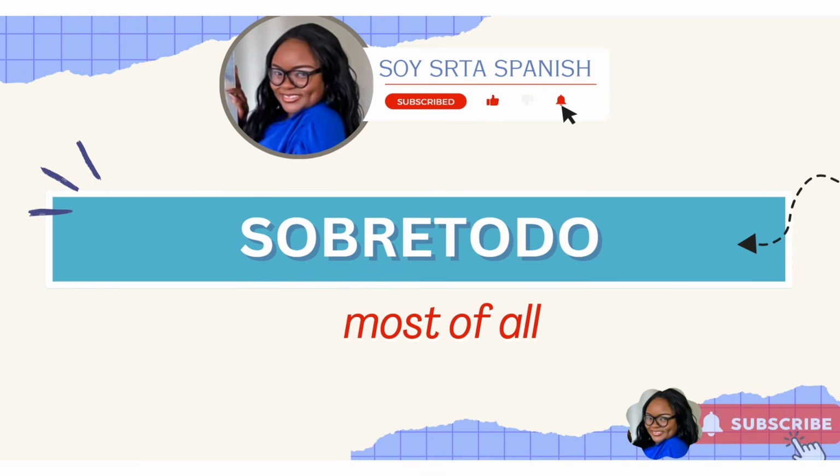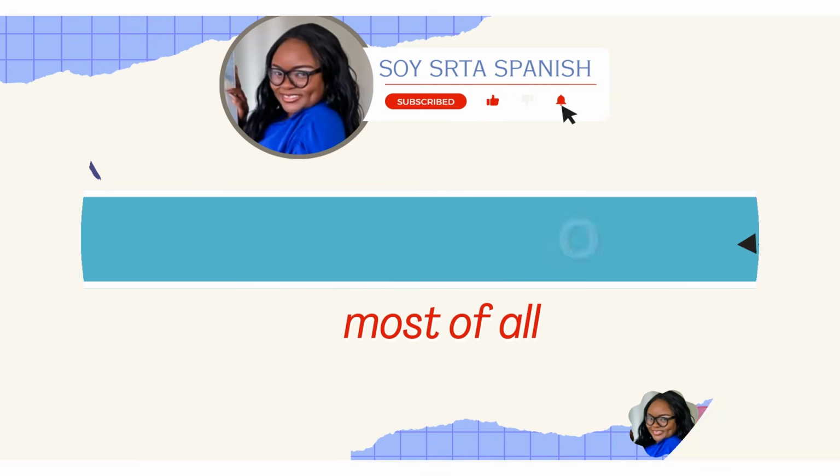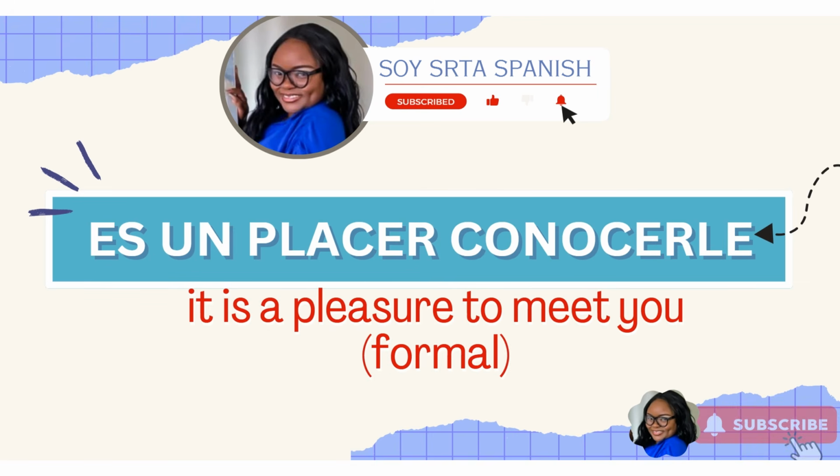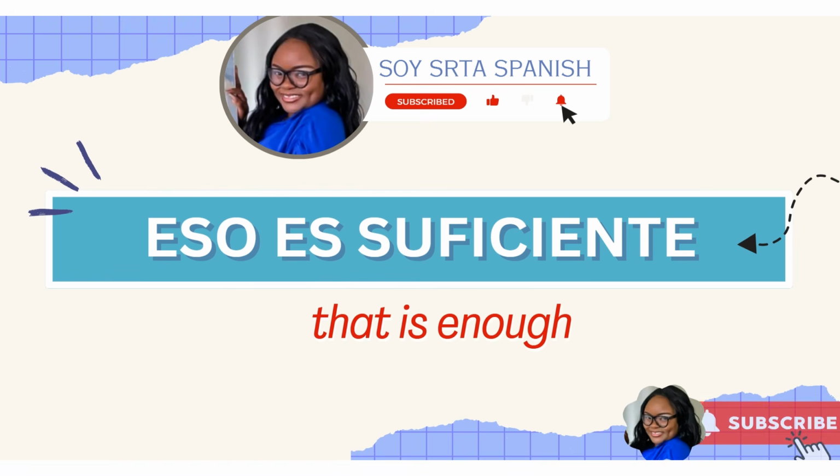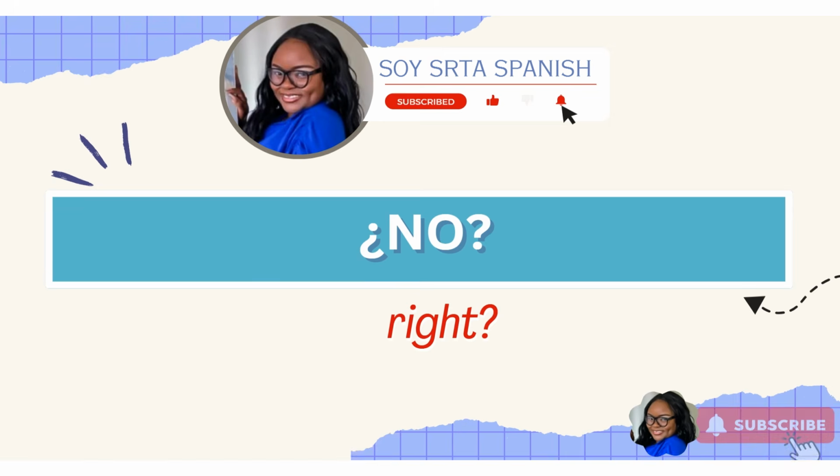Sobre todo, most of all. Es un placer conocerle. It is a pleasure to meet you. Formal. The informal way would be es un placer conocerte. Pedir consejo, to ask advice. Eso es suficiente. That is enough. No? Right? No as a question doesn't mean no, but it's a question, right?